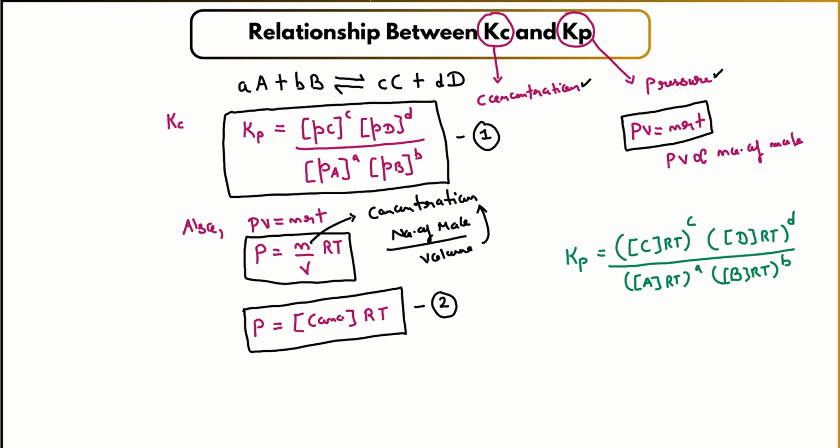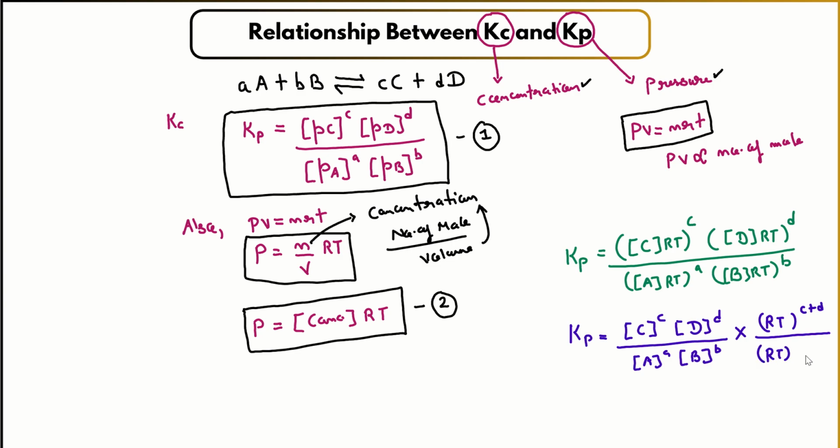Now friends, I can also write this expression as Kp is equal to, can I write it like this? Concentration of C raised to the power small c, concentration of D raised to the power small d, concentration of A raised to the power small a, and concentration of B raised to the power small b. I have taken this on one side. Now there was RT, RT and C and D. So can I write this as RT raised to the power small c plus small d, and RT raised to the power small a plus small b. Can I write this expression like this also? Yes, we can write this.